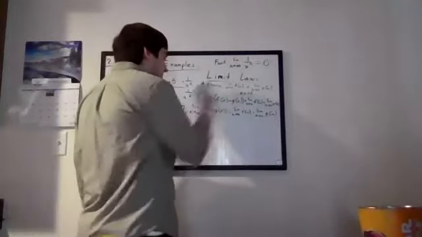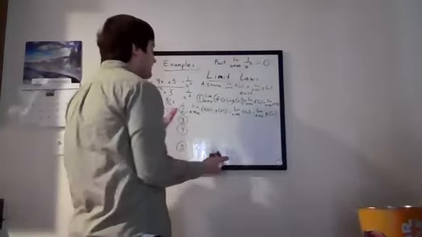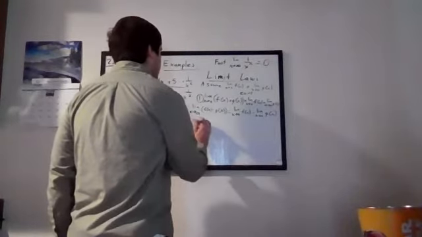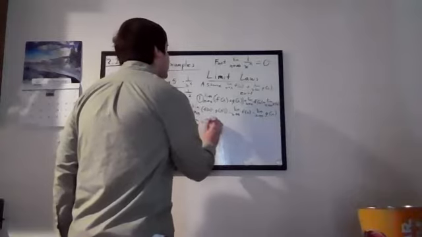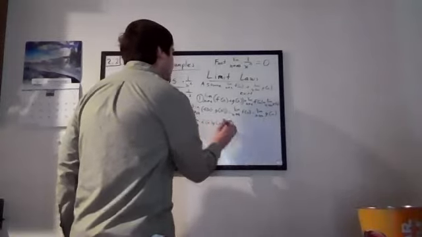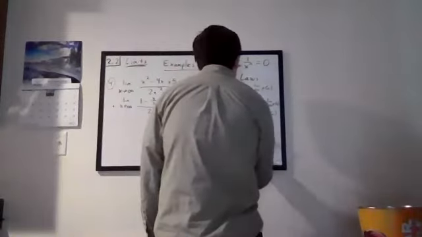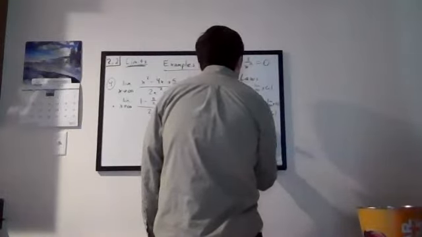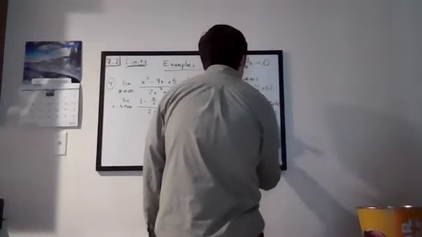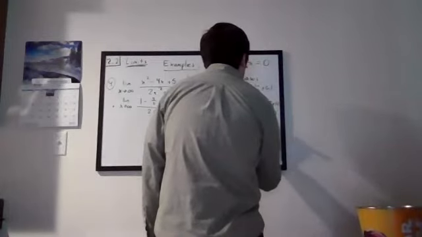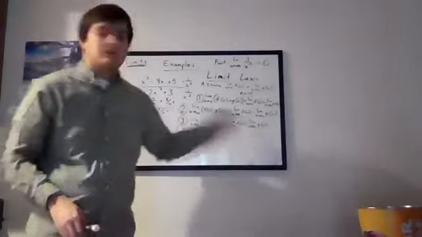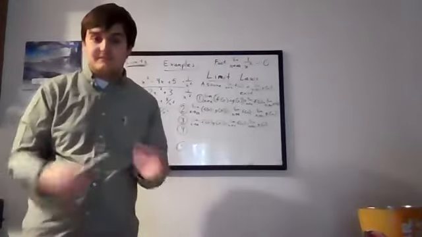And just as with plus and minus, this also works for multiplication, which is the next one. So we're taking the limit as x approaches a of f of x times g of x, and this is the same thing as the limit as x approaches a of f of x times the limit as x approaches a of g of x. Just like that.